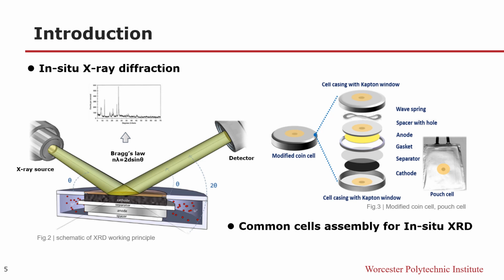The figure on the right shows the model of designed coin cells and pouch cells for in-situ XRD. It's almost the same as the normal cells, except that one hole for reflection mode and two holes for transmission mode are covered with X-ray transparent materials, such as Kapton film used in this model. They are usually made on the cells as windows. This allows the X-rays to reach the sample region and the detector, which provides us detailed information inside the cell.